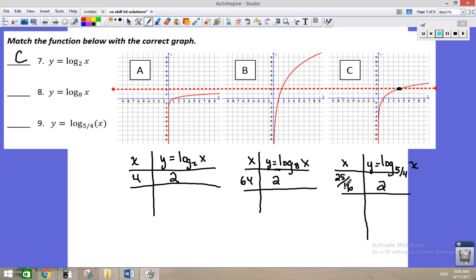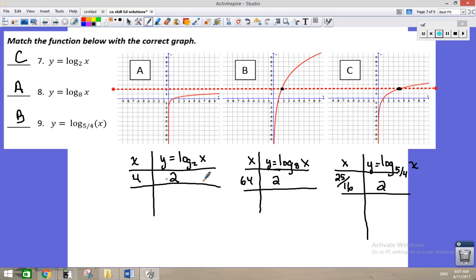The 25 over 16 is slightly bigger than 1, and when it's slightly bigger than 1, the y value 2 is here, so this is B. Now, see, the 64 is way off of the graph, but it only has a height of 2, a y coordinate of 2, and I can see that this graph is increasing so slowly that it has to be that.